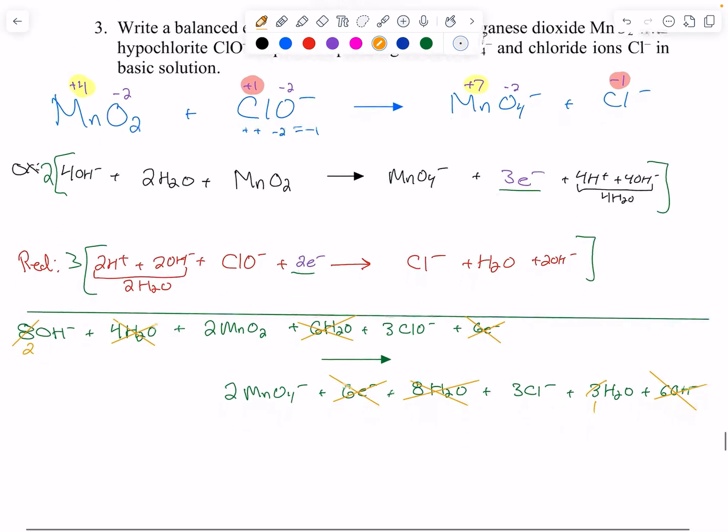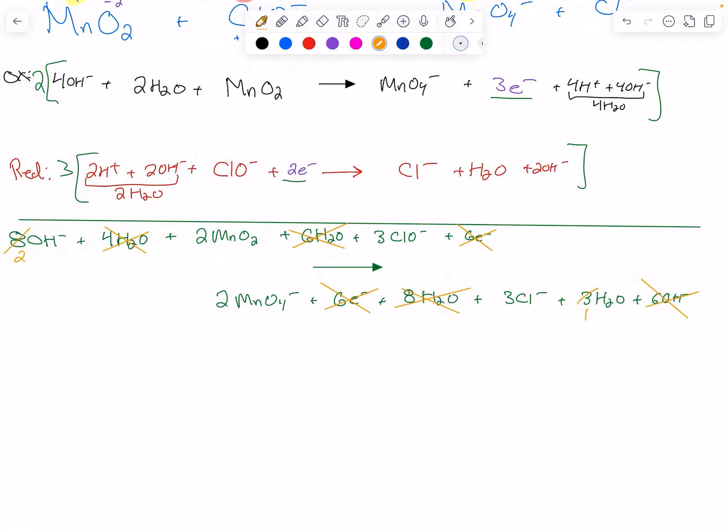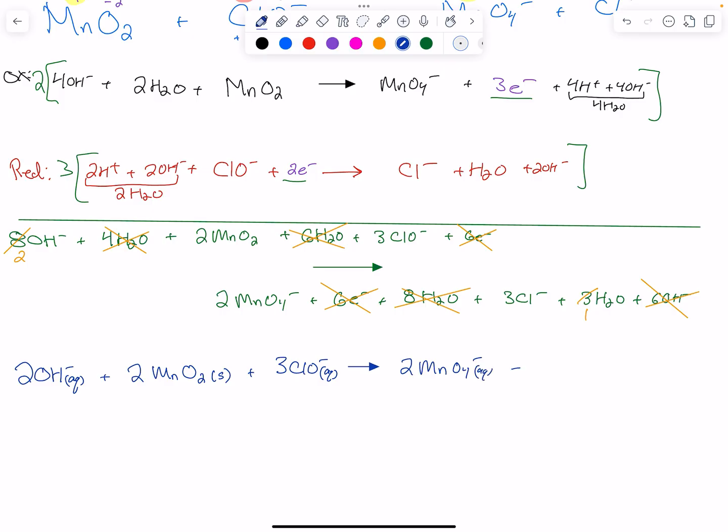One. All right, let's get the overall reaction here. We'd have 2 hydroxides plus 2 manganese 4 oxides plus 3 hypochlorites going to 2 permanganates plus 3 chlorides plus water. Whew! That's a lot. But again, it's a big process, but you have to follow the process. Alrighty.